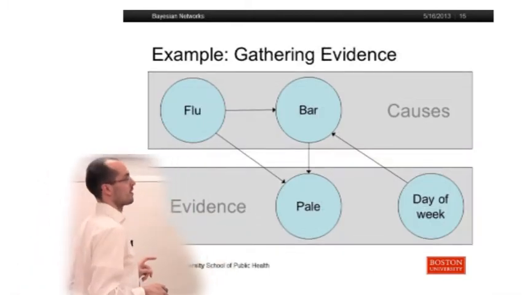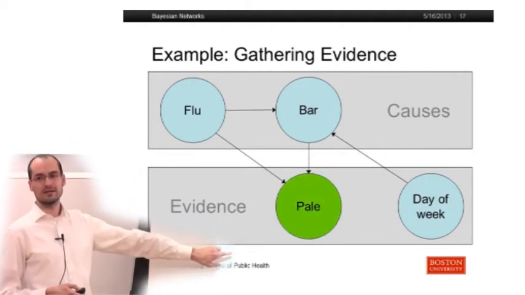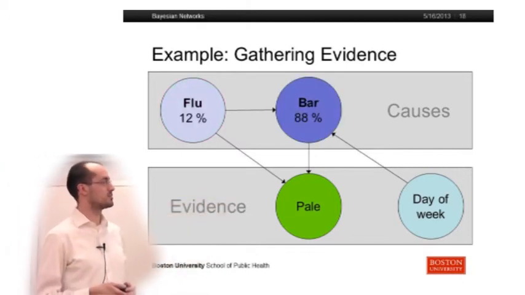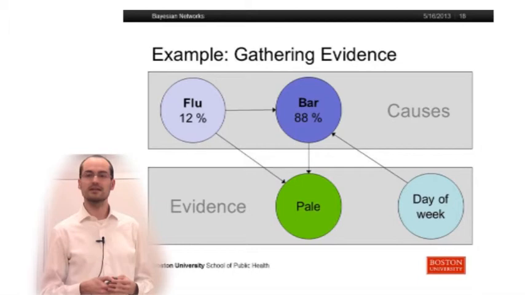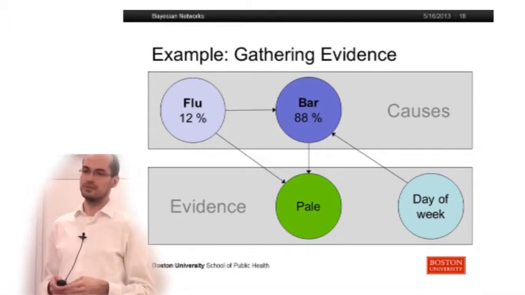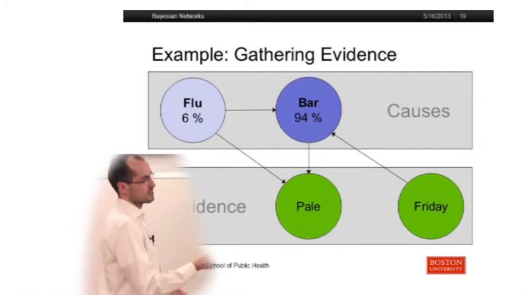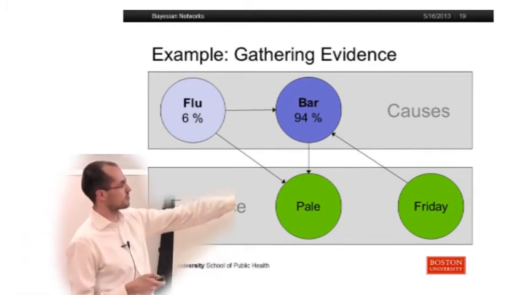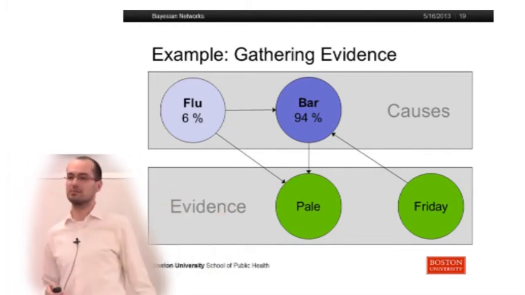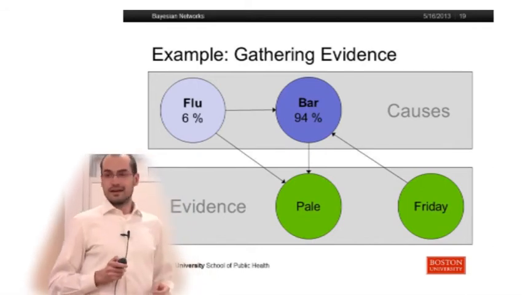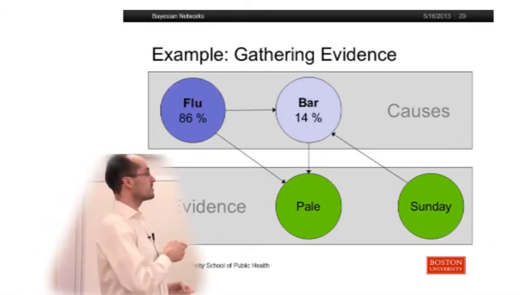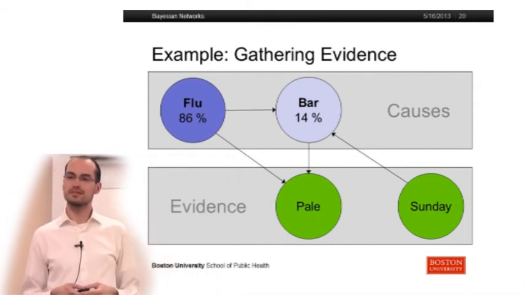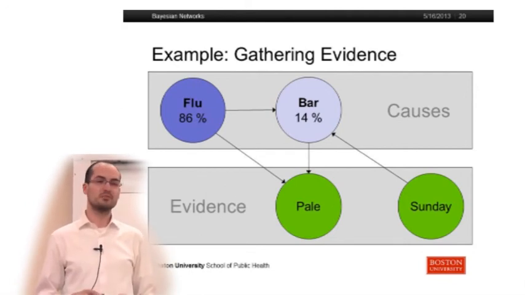So back to the model. If we observe that Joe is pale, considering all the information we had before, we get that there's an 88% chance that Joe was in a bar yesterday, and only 12% that he has flu. If we include more evidence, which is the day of the week, so let's say it's Friday, we can see that the chance actually increased from 88 to 94% that he was in a bar. On the other hand, if it's Sunday, it turns out that flu is much more likely to be the cause of his very bad appearance today.